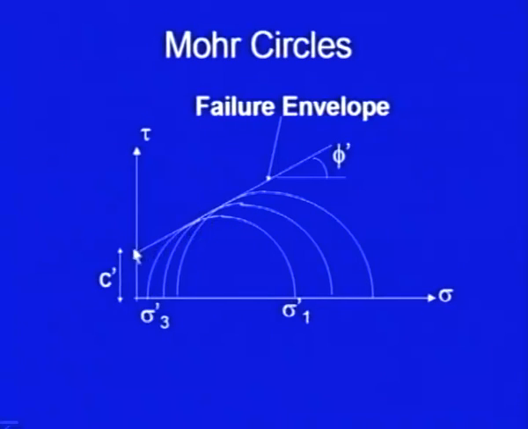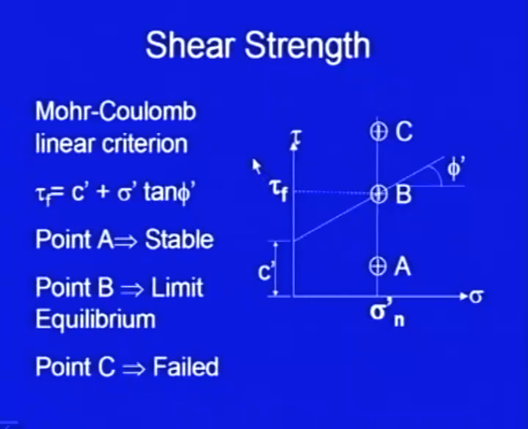If you draw a common tangent to them, this particular curve, which may be a straight line also, defines the failure condition of the soil. And here it is a straight line. I have taken it as a straight line which has intercept c dash here and angle phi dash here. Let us talk about this failure envelope.